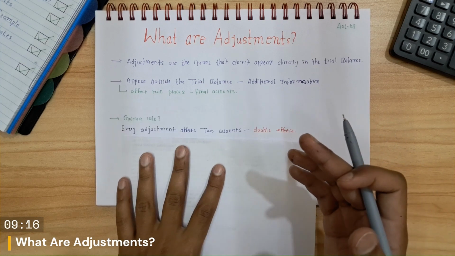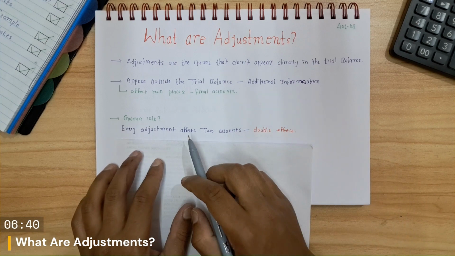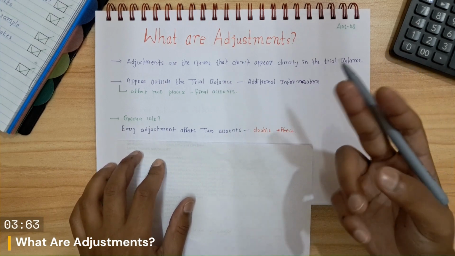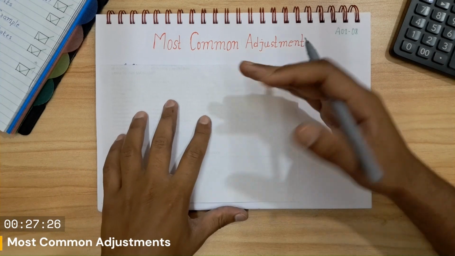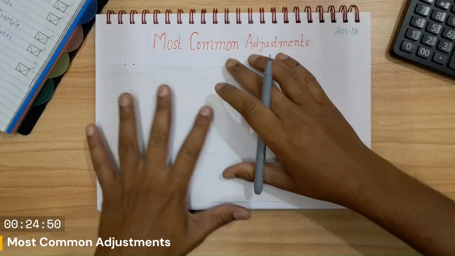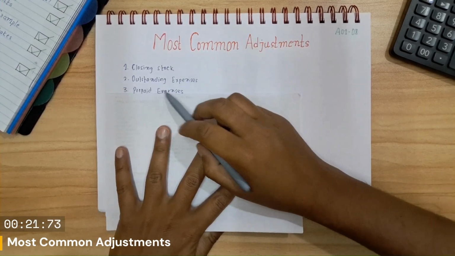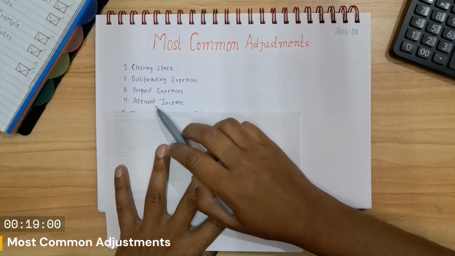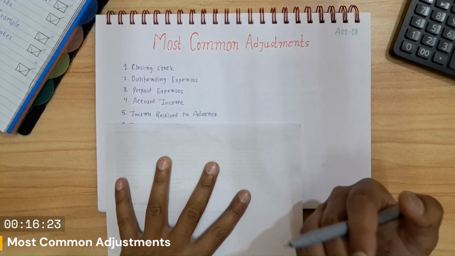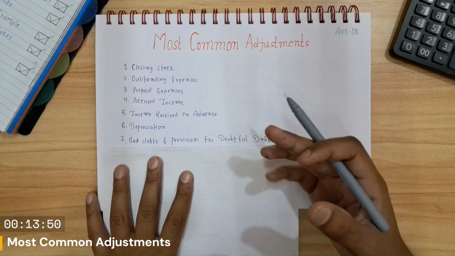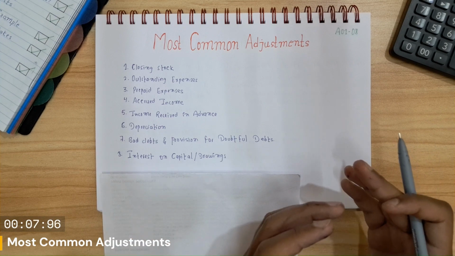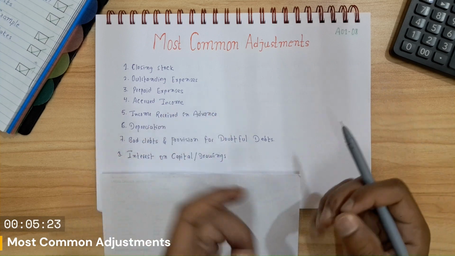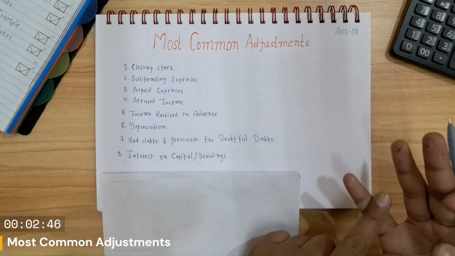We have already learned the golden rule: every adjustment affects two accounts. That is called the double effect. Let's go over the top adjustments you must know: closing stock, outstanding expenses, prepaid expenses, accrued income, income received in advance, depreciation, bad debts and provisions for doubtful debts, and lastly, interest on capital and drawings. Let's now go through each one with examples and how they affect the trading account, P&L, or balance sheet.